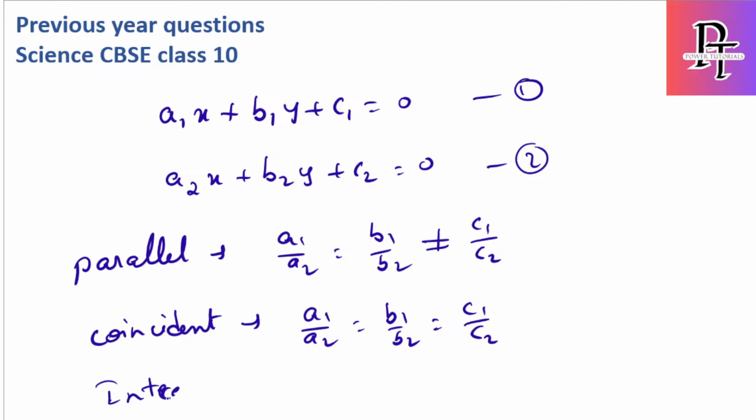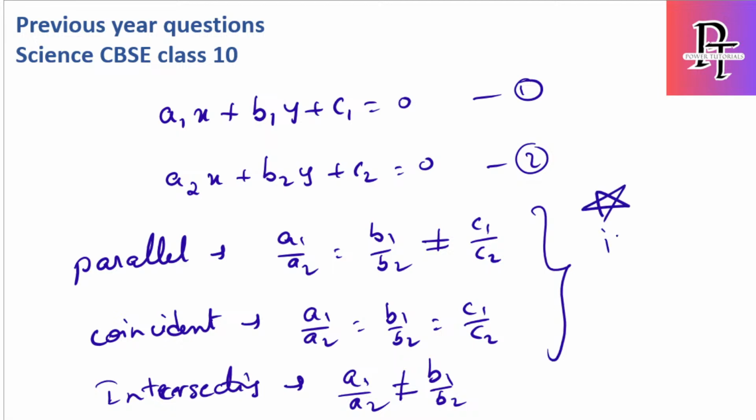The third criterion is the intersecting lines, for which we are going to solve using the 3 methods. For intersecting, the condition is a1 by a2 is not equal to b1 by b2. It doesn't matter whether it is equal to c1 by c2 or not. These 3 criteria are important, because this is very important for MCQs as well as 2 marks questions.